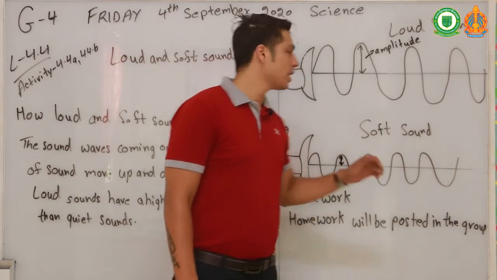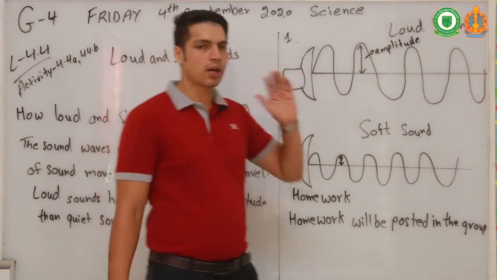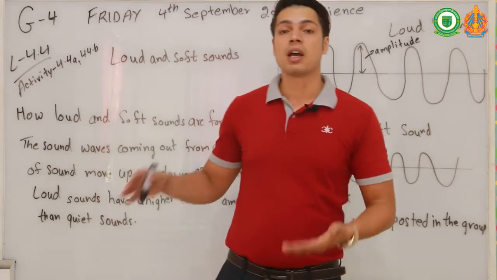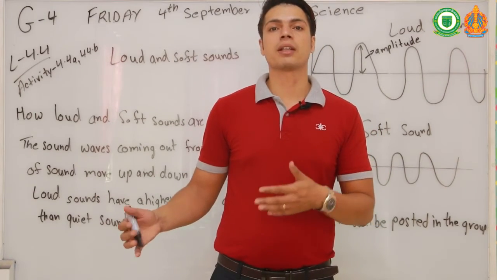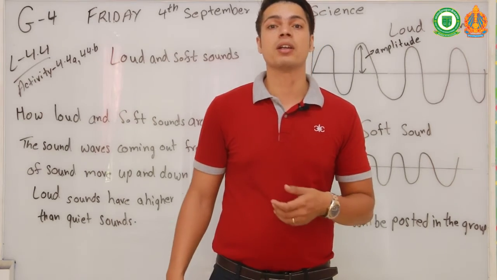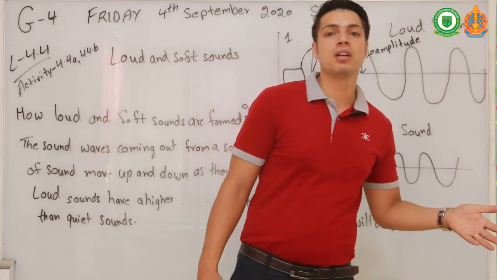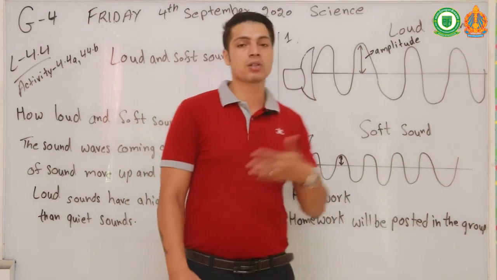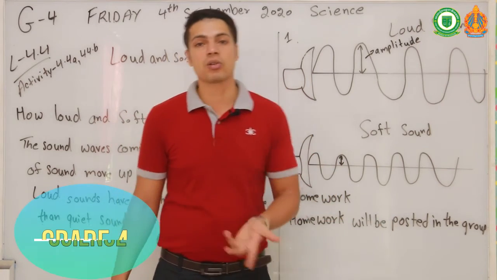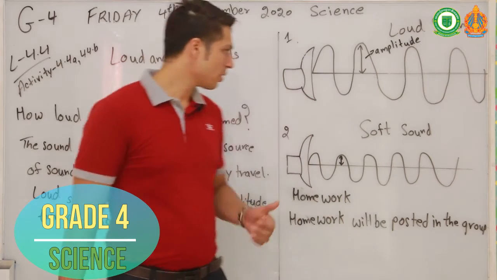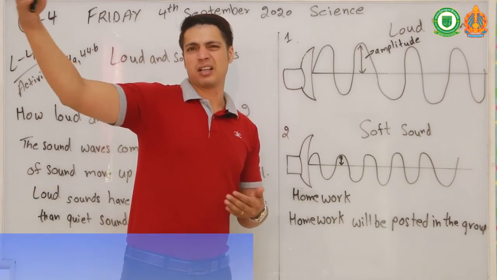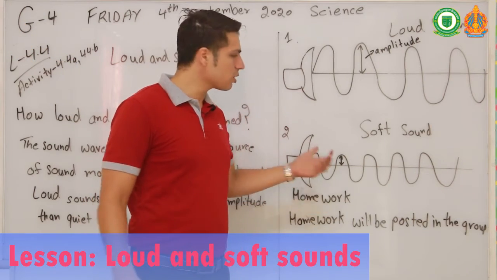So that's why loud sounds have a higher amplitude, so they can spread in a wide area, and they can travel very far. But soft sound cannot spread a lot, and they have a low amplitude, so they cannot travel far. So that's why we can hear loud sounds from a very far distance, but soft sounds we cannot.